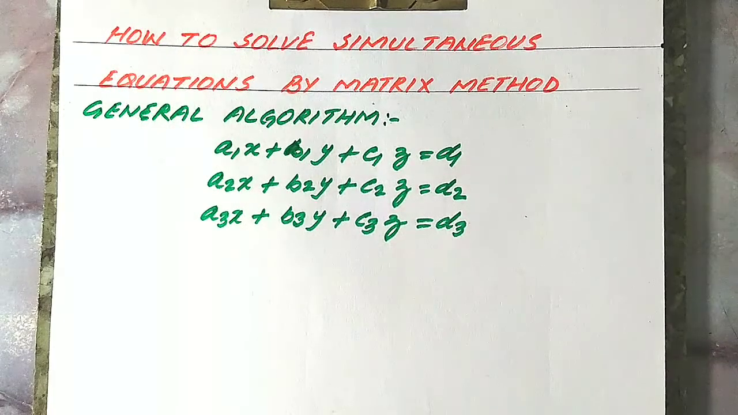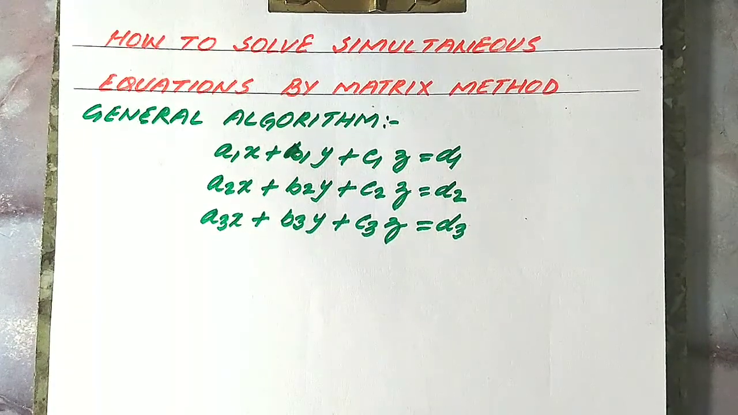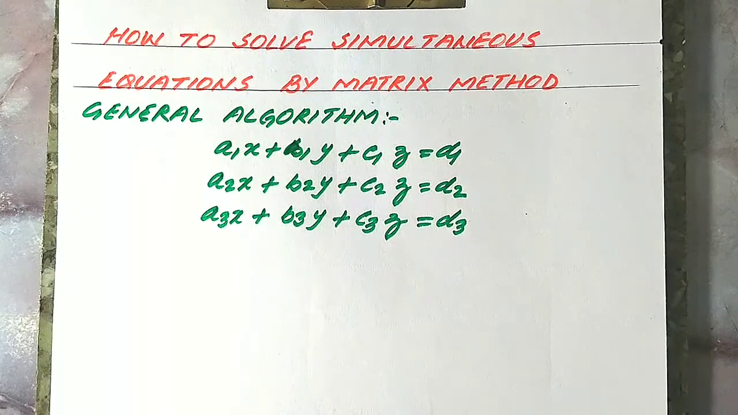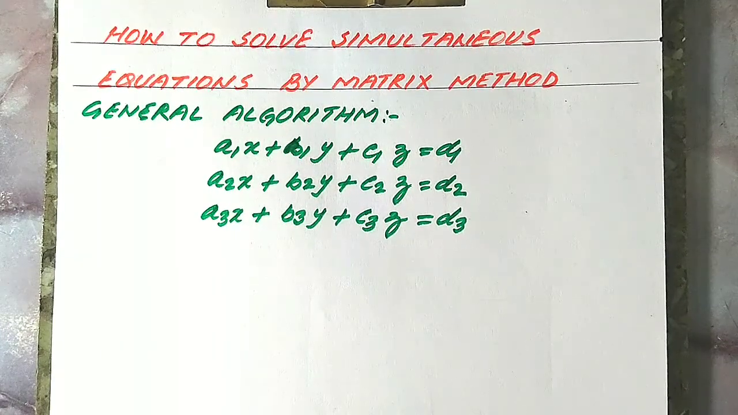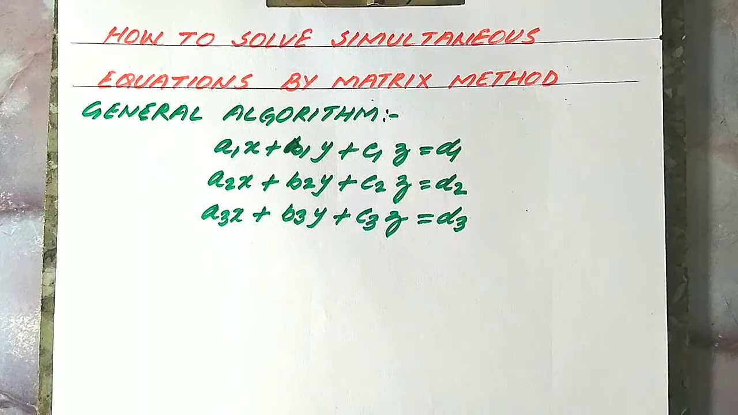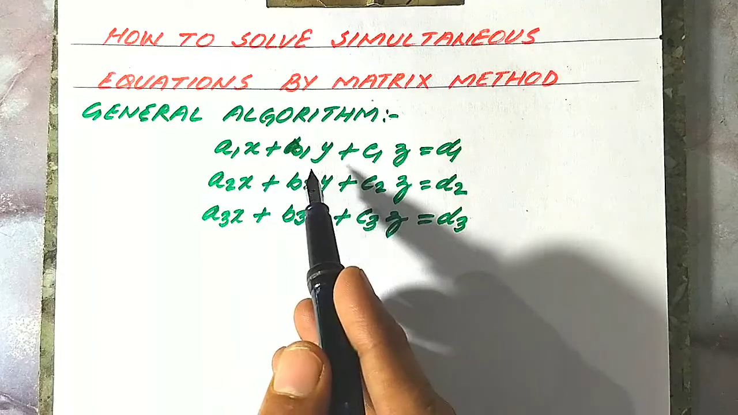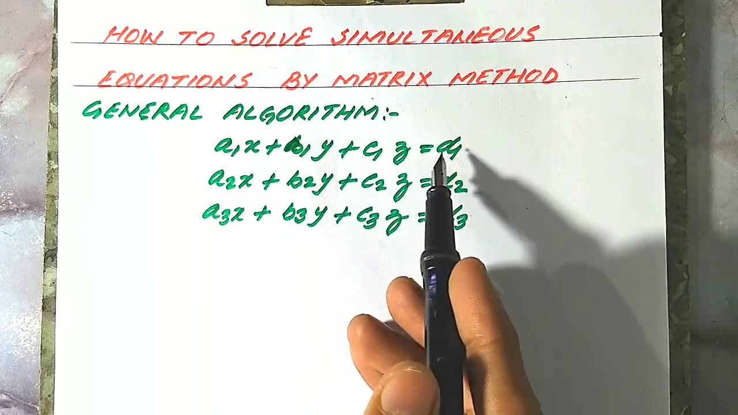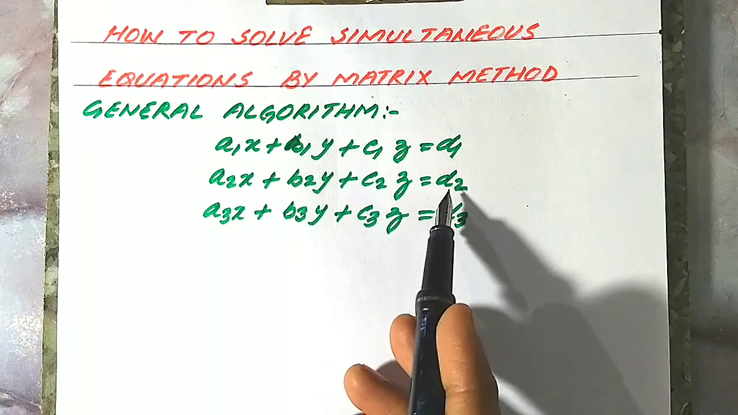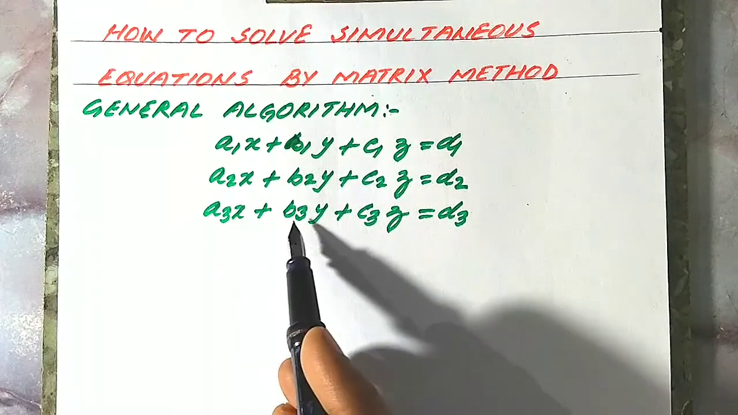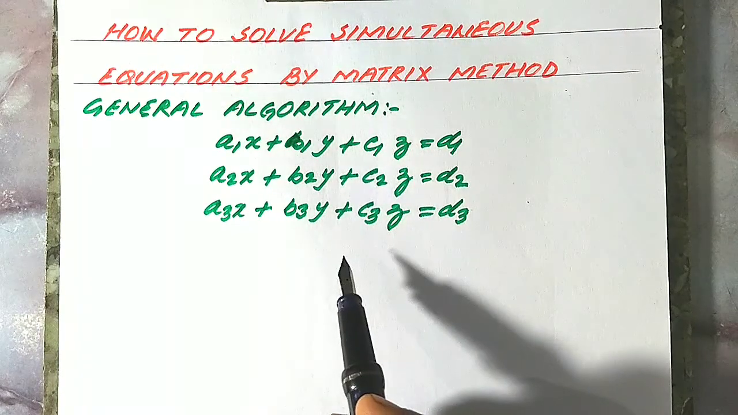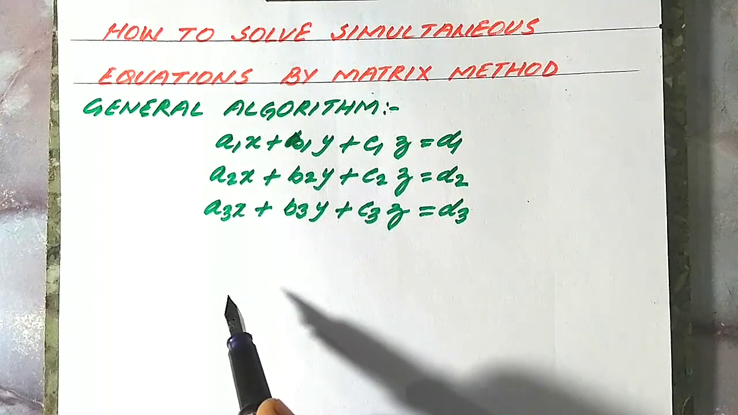Today in this video I am going to explain the method to solve simultaneous equations by matrix method. First I will tell the general algorithm to solve, and after that I will explain the method taking a suitable example. So let's start. Suppose a1x plus b1y plus c1z is equal to d1, a2x plus b2y plus c2z is equal to d2, a3x plus b3y plus c3z is equal to d3 are the three simultaneous equations to be solved.